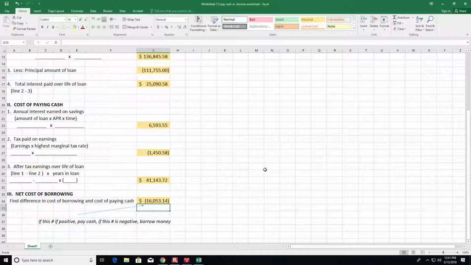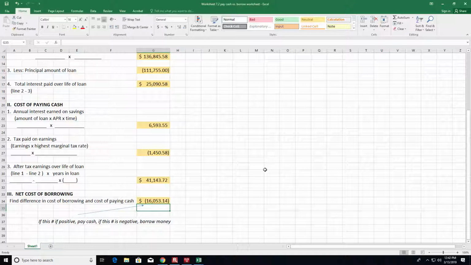Sorry, let me just finish this off. Part 3 says, find the difference in the cost of borrowing and the cost of paying cash, which is how much interest I paid minus what I gave up on my own money. If this number is positive, pay cash. If this number is negative, borrow the money. So I give you a little cheat sheet on it. All right, let's take a second, read 13A. Negative, because it's in parentheses. When something's in parentheses, that's the same as a negative number.